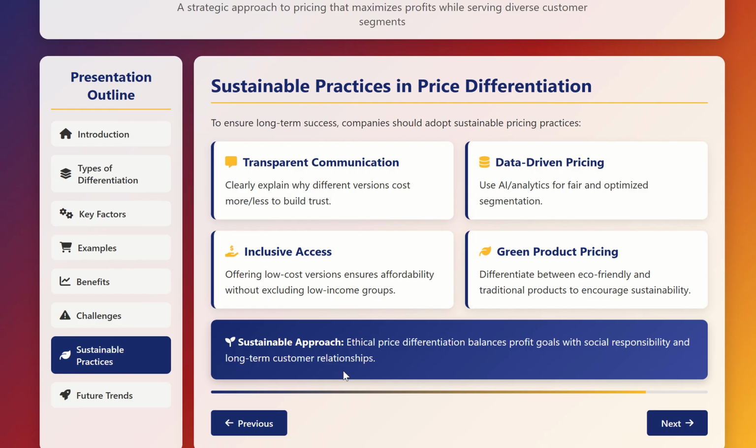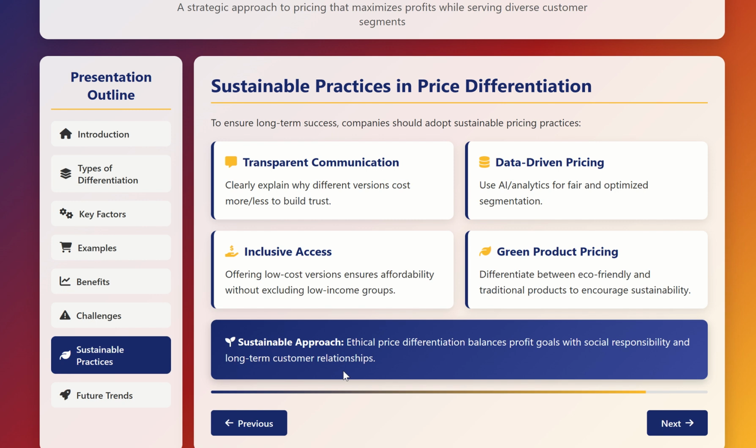Number three, include what we call inclusive access, offering low-cost versions that ensure affordability without excluding the low-income groups. So bring in these features. You offer a low-cost version that ensures affordability, yes, but you are not excluding the low-income groups.